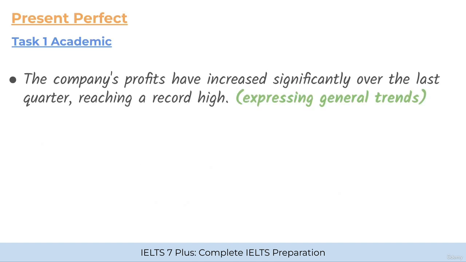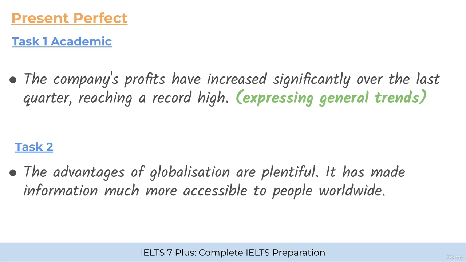The company's profits have increased significantly over the last quarter, reaching a record high. Task 2. The advantages of globalization are plentiful. It has made information much more accessible to people worldwide. Okay, so have a look. See if you can spot any present perfect in these 2 examples.